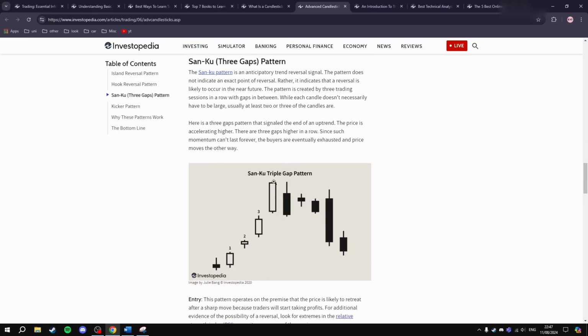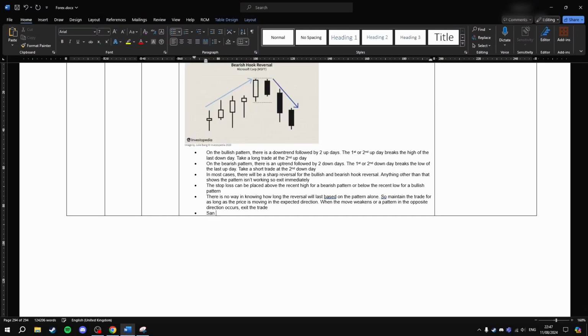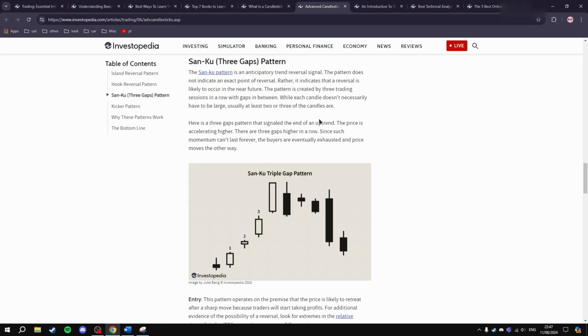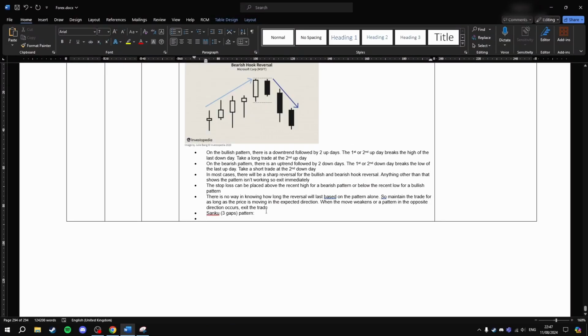Sanku three gaps pattern. The Sanku pattern is an anticipatory trend reversal signal.